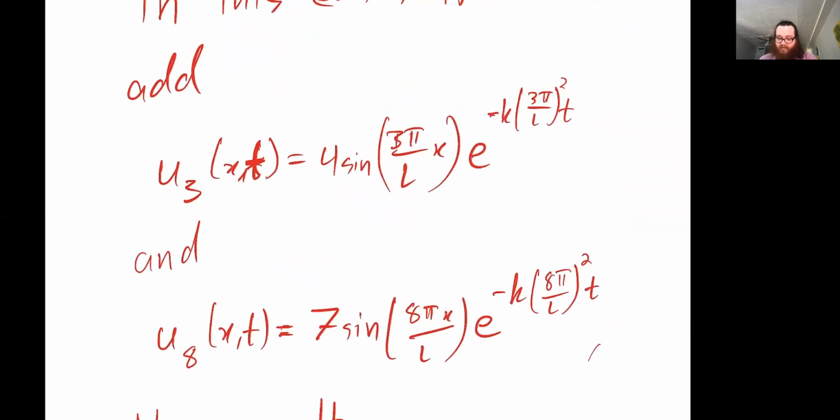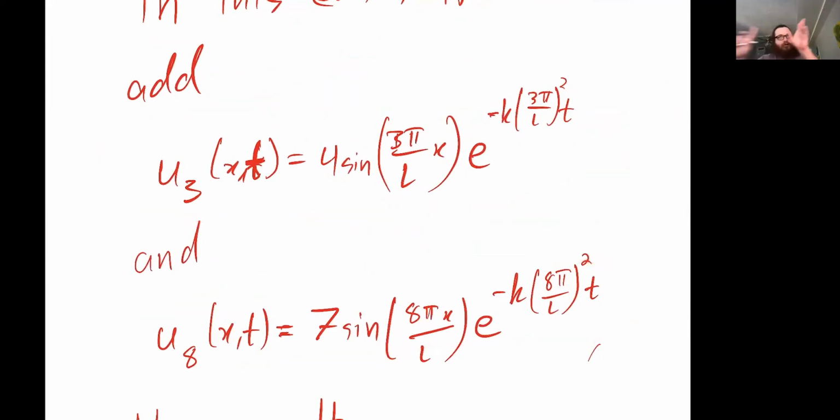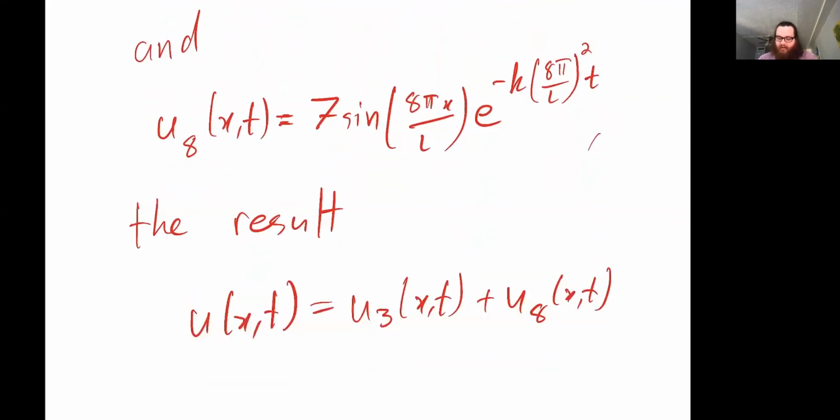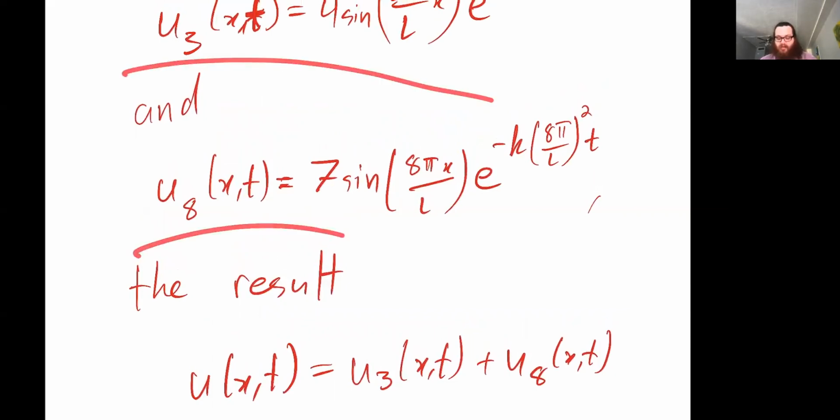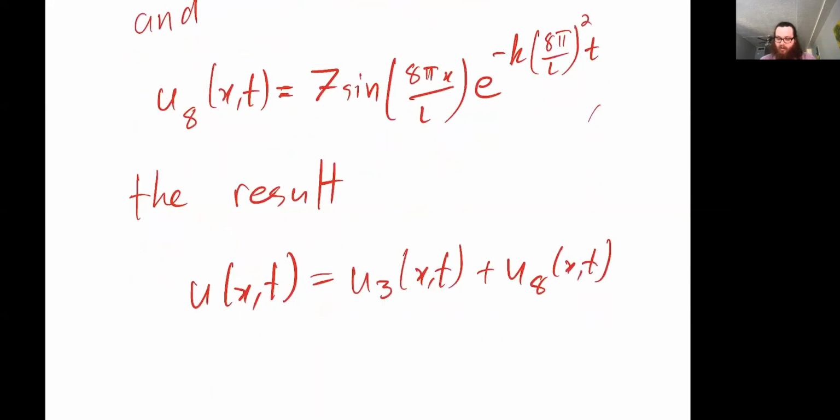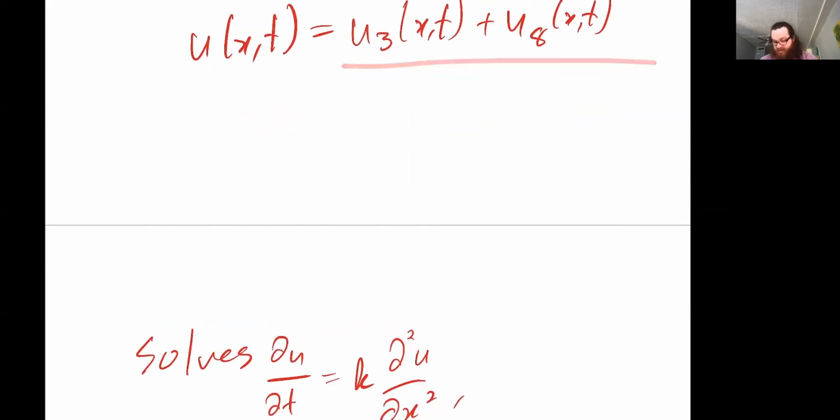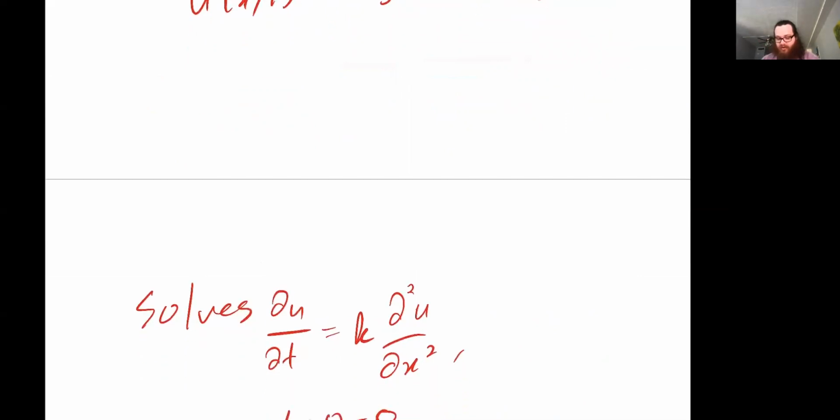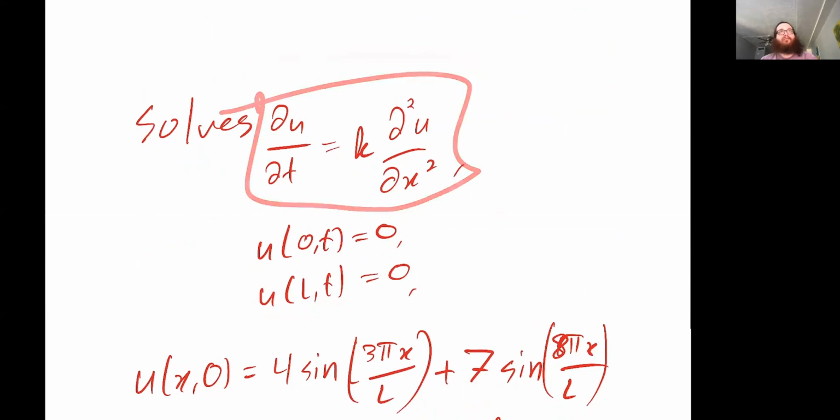So we have these two solutions that solve the PDE and individually solve a piece of the initial condition. And so if we add them together to define this new function u, this piece plus this piece, what we get is that the sum of these product solutions still solves this PDE because of linearity.